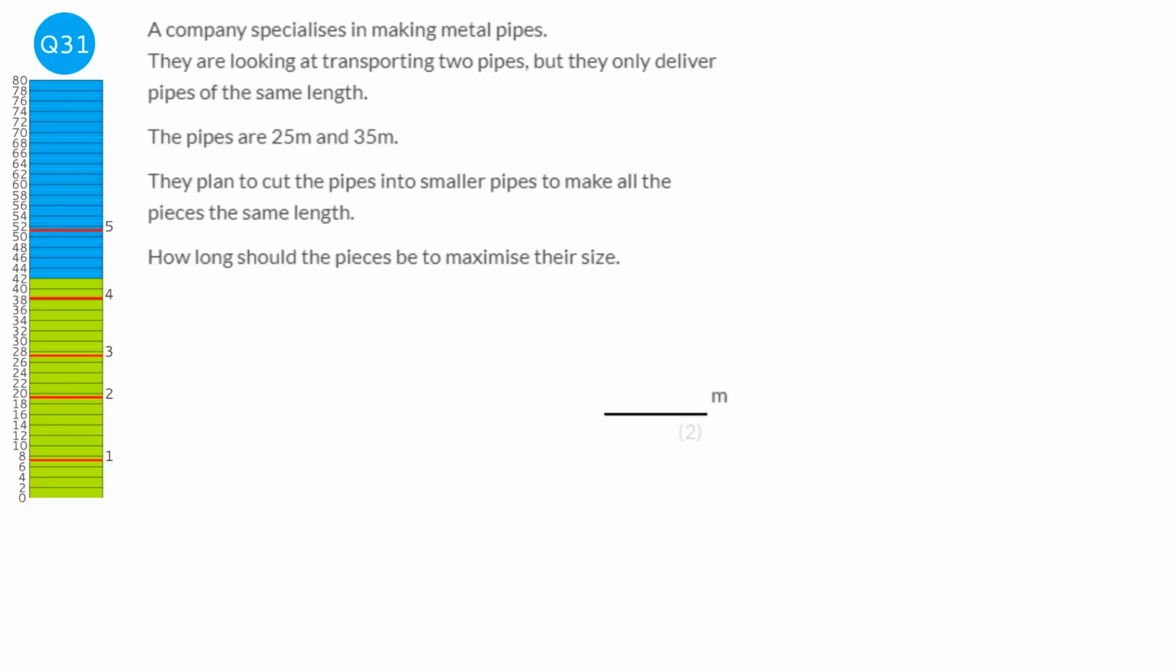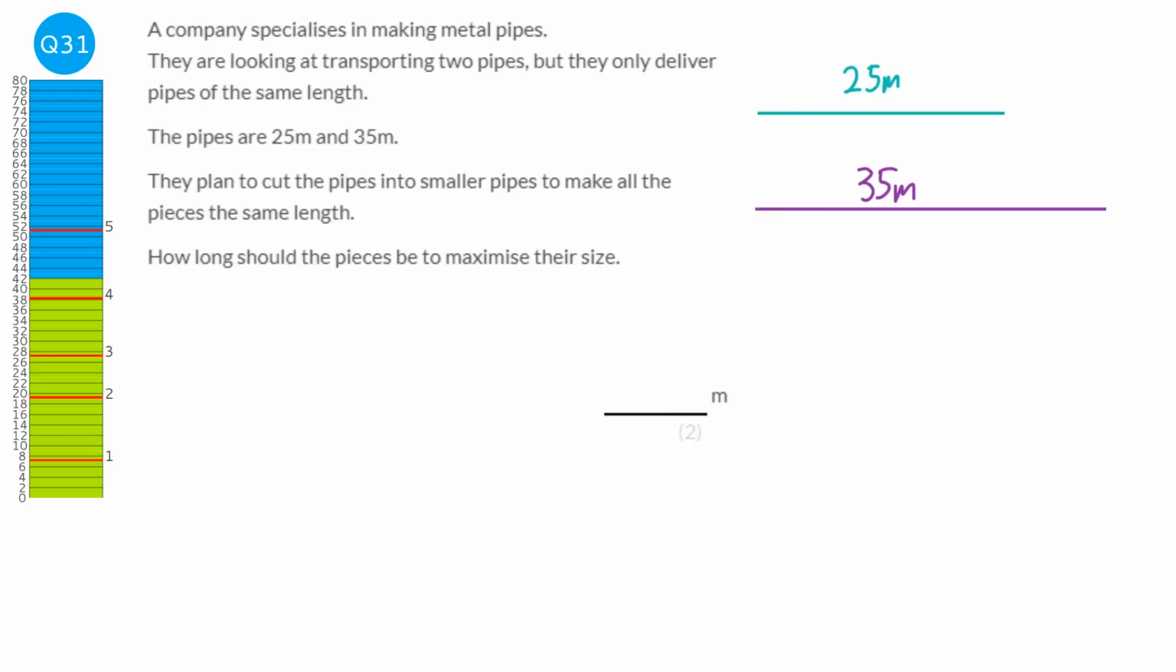So if we imagine we've got the 25 meter pipe here, and we've got the 35 meter pipe here. The question's basically asking us what can we cut all these pipes into, and they all have to be the same length that will fit with the 25 meter and the 35 meter. And essentially what this question is asking is, what is the highest common factor of 25 and 35?